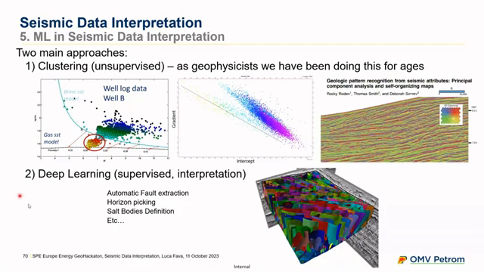The other approach is about real interpretation, meaning picking horizons and faults. In this case, the approach is always a supervised approach, meaning that you need to train the algorithm. So you need to show the algorithm what is a fault, what is a horizon, and train the algorithm using those labeled data, and then run the algorithm on the particular cube you want to interpret.